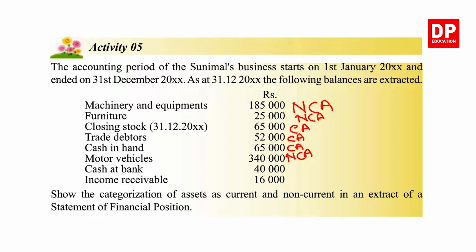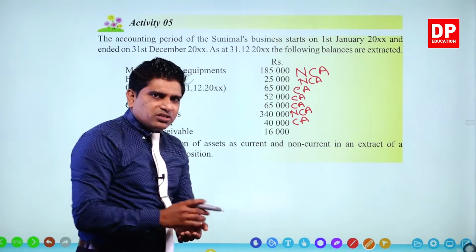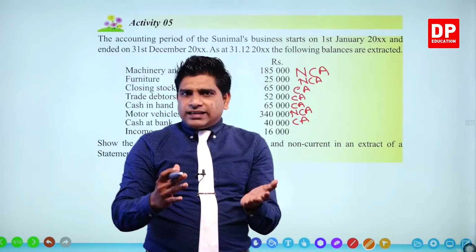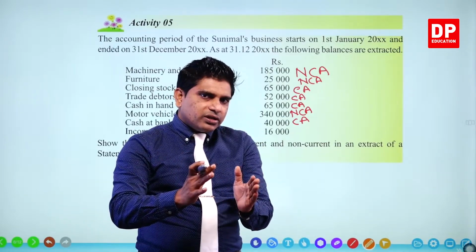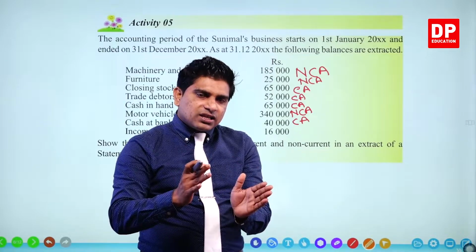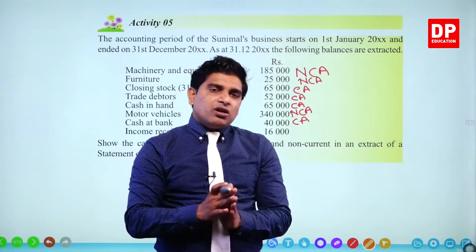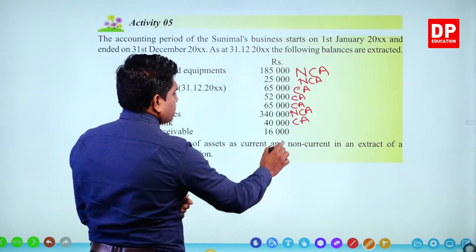Cash at bank, current assets. Income receivable. Income receivable means income you can collect later, right? It's like debtors. Debtors also, they should pay money for you. Debtors we consider as current assets. Then income receivable also current assets.